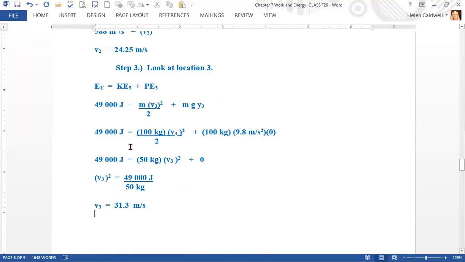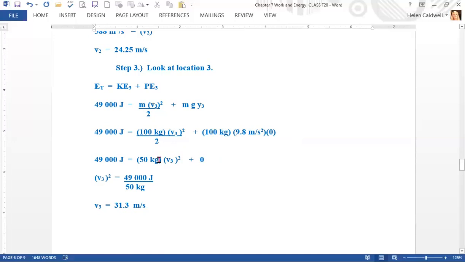49,000 joules equals 100 kilograms times V3 squared over 2 plus 100 kilograms times 9.8 meters per second squared times 0 because Y3 is 0. We are at the ground. 49,000 joules goes here. 100 divided by 2 gives me 50 kilograms times V3 squared. This whole term, 100 times 9.8 times 0, is 0.